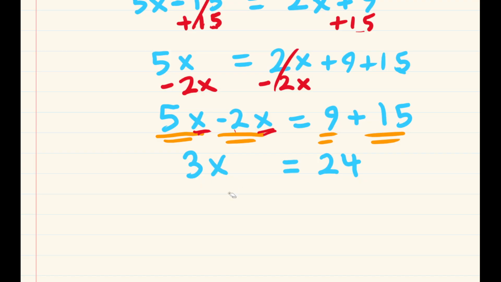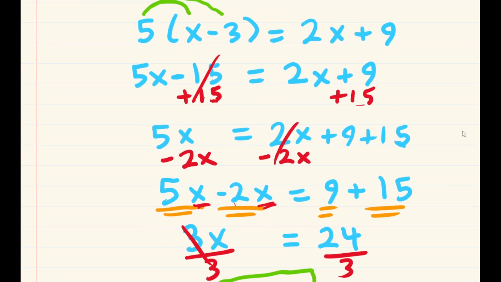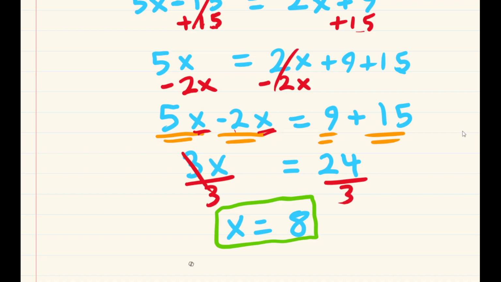And it becomes very easy to solve for x now, because all we have to do is notice we're multiplying by 3. This is 3 times x. So what's the opposite of multiplying by 3? That's dividing by 3, which we'll do on both sides. And we are left with x equals 24 divided by 3, which is 8. And that is our final answer. So the answer to this entire equation is x equals 8, to this original equation we had up here. And we did it by isolating the x and grouping and combining like terms.